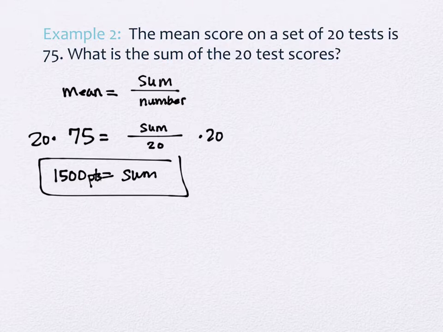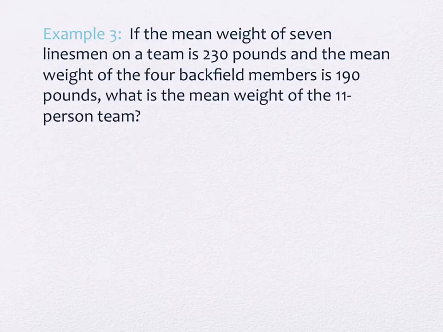Okay. So my knowledge of football is rather limited, but I can do the next problem okay with a little bit of descriptive phrases, so we're going to look at that together. We have linesmen and backfield. Those are the descriptors here. So if the mean weight of 7 linesmen on a team is 230 pounds, and the mean weight of the 4 backfield members is 190 pounds, what is the mean weight of the 11-person team?